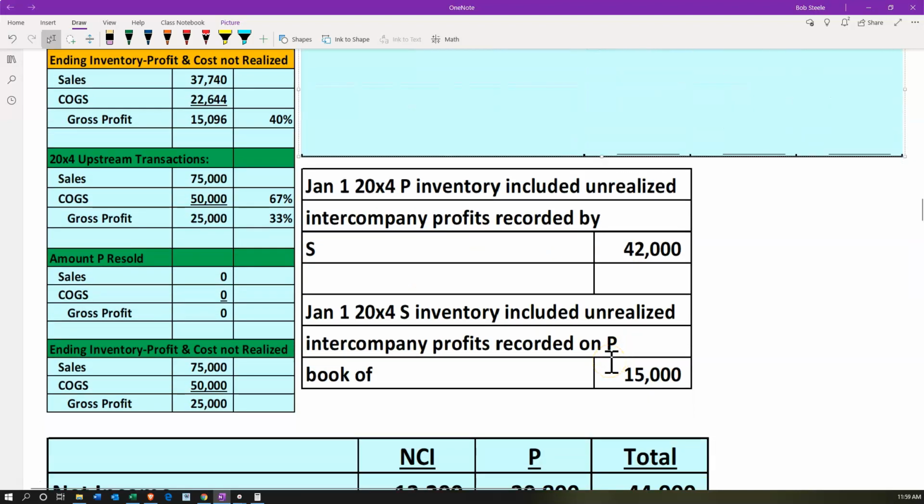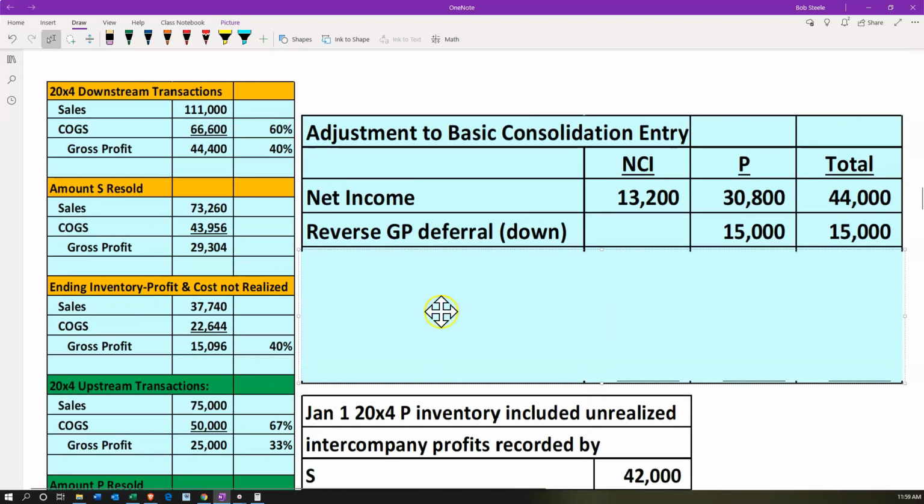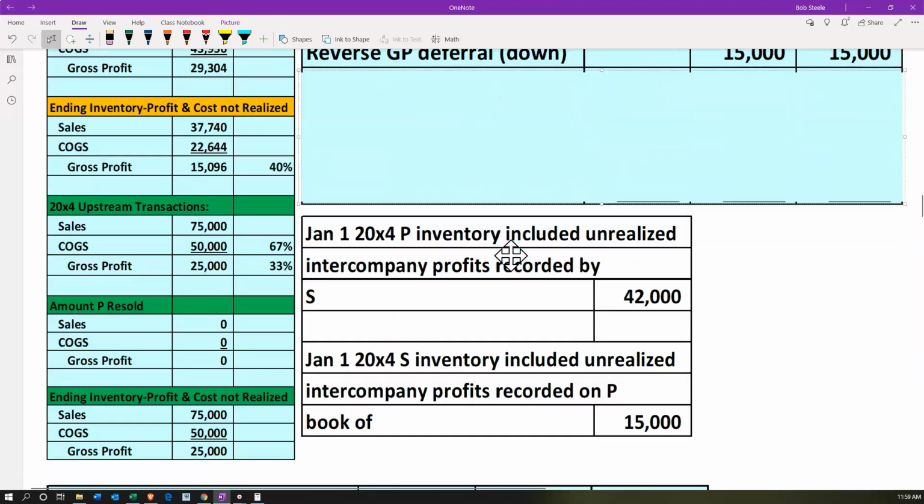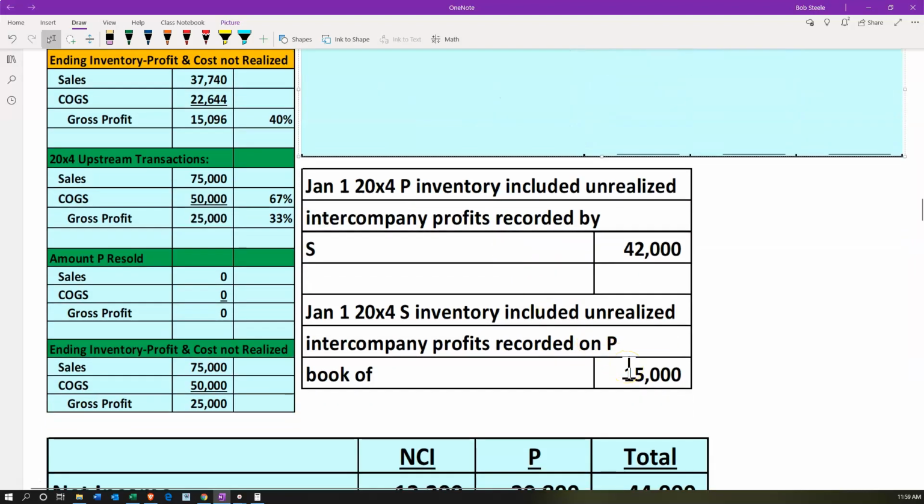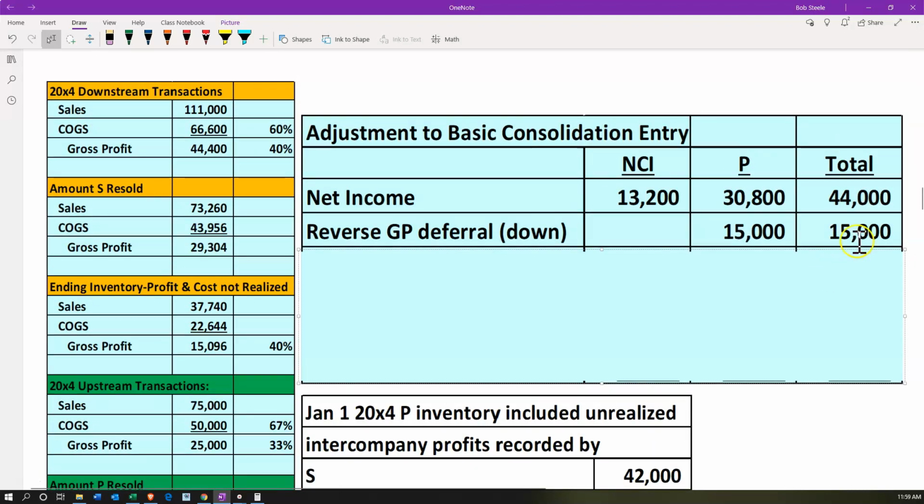January 1st, 2000 X4, S inventory included unrealized intercompany profits recorded by P. So if it was on S's inventory, in S's books, it must have been a sale that went from P to S, which is going to be the down sale here. That's why we know that we're going to be picking this one up. That's going to be the 15,000. So we'll pick up the 15,000. I would start putting it in the total.